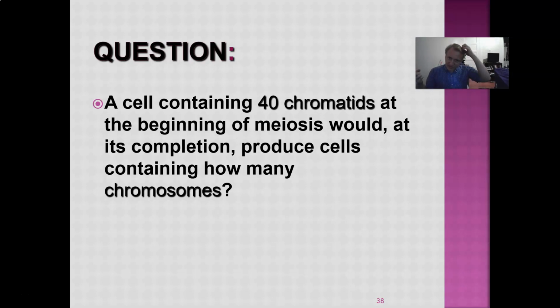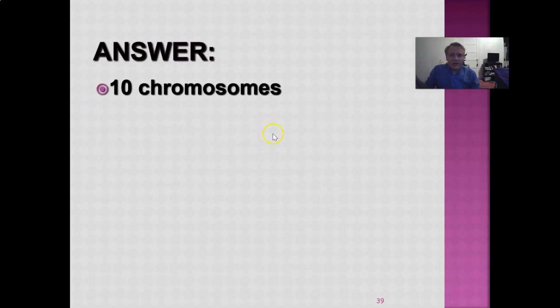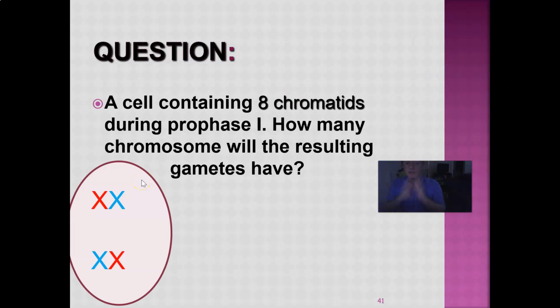So let's just think about this for a second. We have a cell. It's got 40 chromatids, which means we started out with 20 chromosomes. So a diploid cell has 20 chromosomes. How many chromosomes are we going to have at the end of that? Well, meiosis cuts the chromosome number in half, right? So we should wind up with 10 chromosomes in each and every gamete.